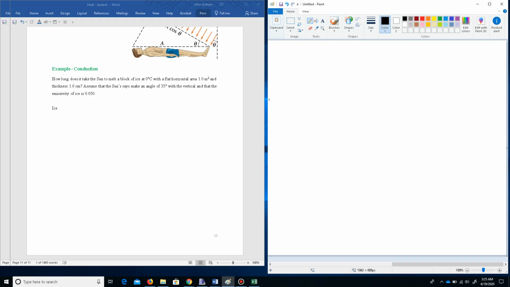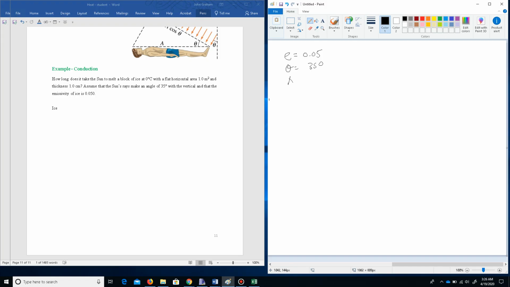Alright, so we want to know how long it takes the sun to melt a block of ice at 0 degrees Celsius with a flat horizontal area that's 1 meter squared and a thickness of 1 centimeter. We'll assume the sun's rays make an angle of 35 degrees with the vertical, and that the emissivity of ice is 0.05. Alright, so E equals 0.05. The angle equals 35 degrees.